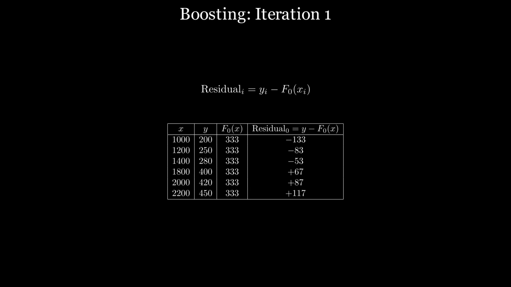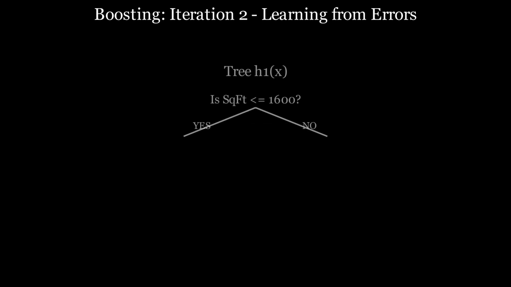The core idea of gradient boosting is to now train a new model to predict these very residuals. We'll use a simple decision tree, a weak learner, as our next model, H1. We train a new decision tree, H1, to predict the residuals from the last step. Let's say our simple tree finds one split. Is the square footage less than or equal to 1,600?